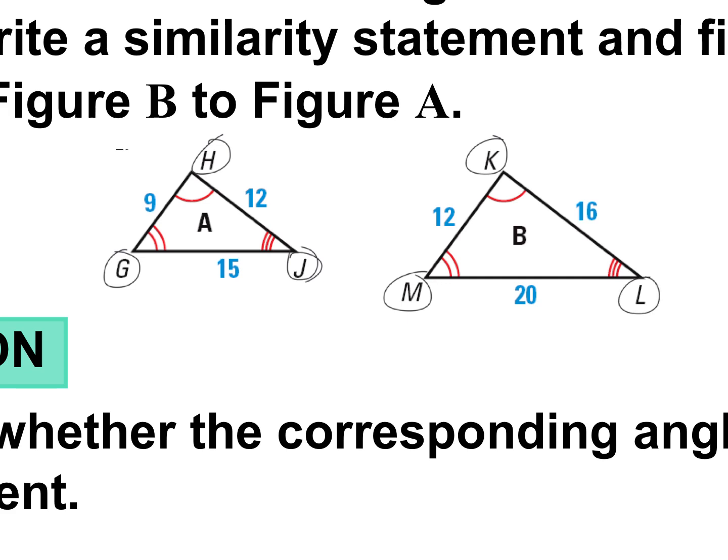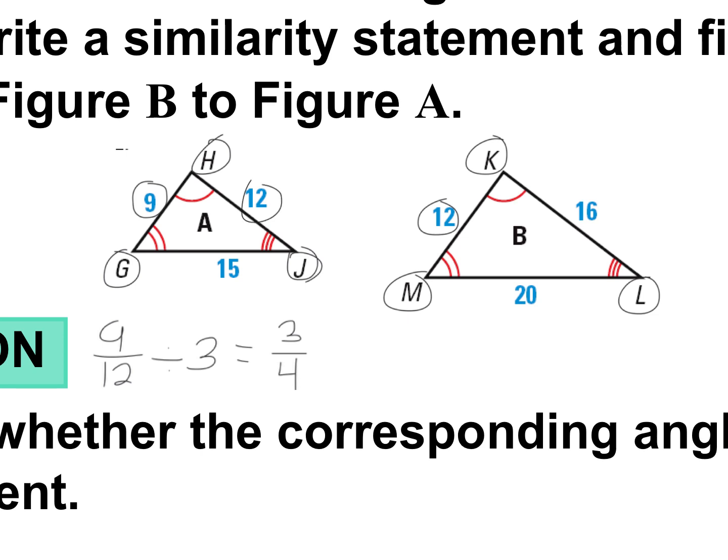What's the other way we can determine if they're similar? Looking at their sides. So 9, what does 9 go with? 12. So we have 9 over 12. Divide both by 3. We get 3 over 4. Yep. Can we just assume all of them are 3 over 4? No. You gotta do the math. Got to do all of them, okay?